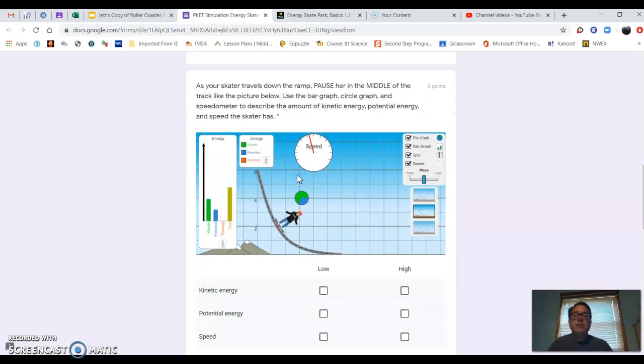Okay, after you've made your selections there, the next question says, as your skater travels down the ramp, pause her in the middle. So about this location right here, it doesn't have to be exact. Pause her in the middle of the track, like the picture below. Use the bar graph, circle graph, and speedometer to describe the amount of kinetic energy, potential energy, and speed the skater has. So we'll do that now.